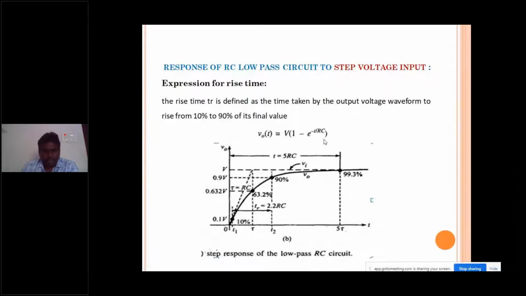Coming to this, I'm going to calculate the expression for the rise time. What is meant by rise time? As you are all aware, rise time is the time taken by the output signal to rise from 10% to 90% of its final value. The signal starts at 0 and finally reaches 100%. The time taken to rise from 10% to 90% is represented here. So this is called rise time, and this is what we are going to calculate here. Rise time is calculated using this graphical representation.